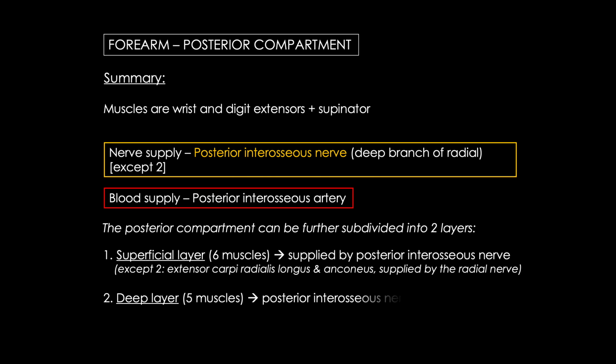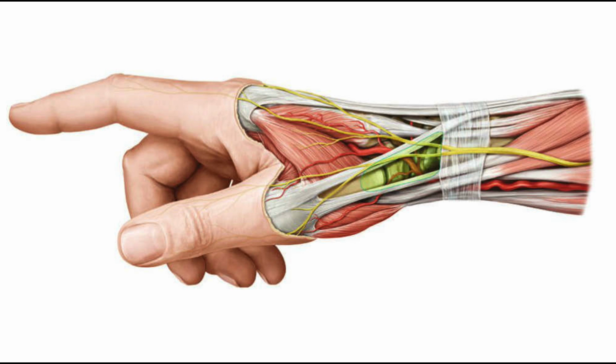Then we go to the deep layer. It has 5 muscles, and they are all innervated by the posterior interosseous nerve. Here you can see this is my location, and there you can see these 2 tendons. We talked about all of them, and this green area is showing you the anatomical snuffbox. We'll be learning about it in the next session.